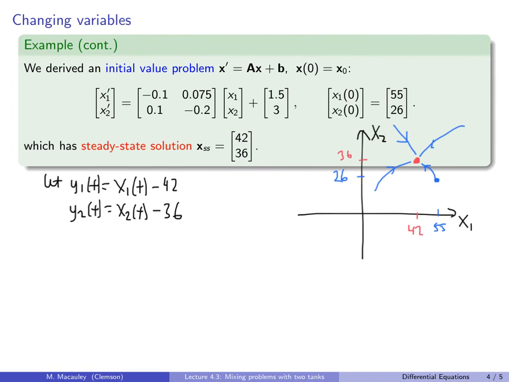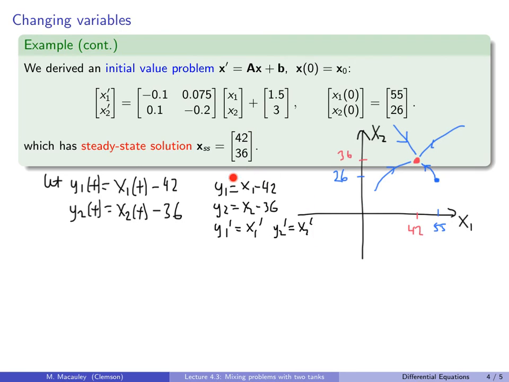Okay, so notice, I'm going to write this as y1 equals x1 minus 42. I'm going to drop the of t's from now on, and y2 is x2 minus 36. We can take derivatives of these, and we get that y1 prime equals x1 prime, and y2 prime equals x2 prime, and that makes sense. The rate of change of salt relative to equilibrium shouldn't be any different than the rate of change of salt, just the amount.